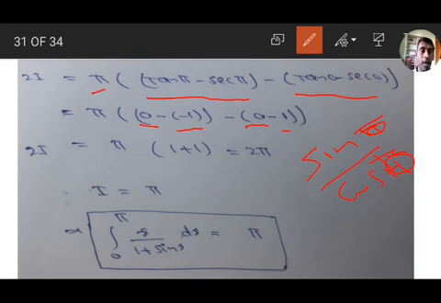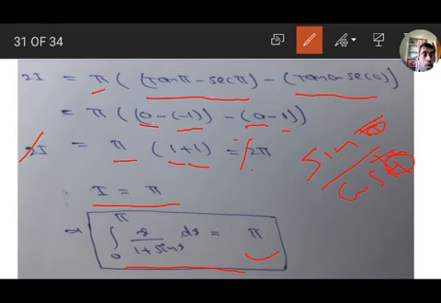So multiplying with the minus, 2I equals pi times (minus of minus 1 plus 1), that is minus 1 minus 1... so 1 plus 1 is 2. So 2I equals 2 pi, the 2 cancels, and I equals pi. Therefore the integral from 0 to pi of x into 1 plus sin x dx equals pi.